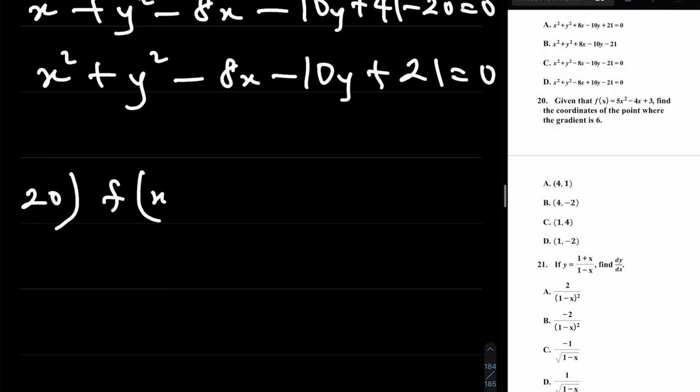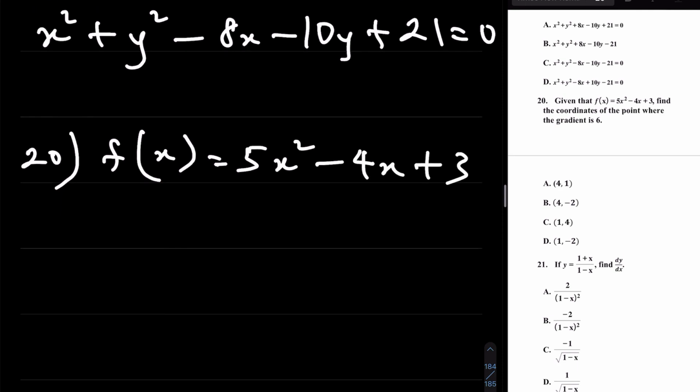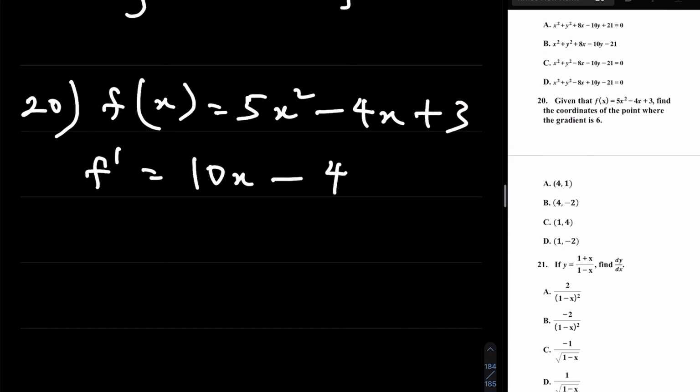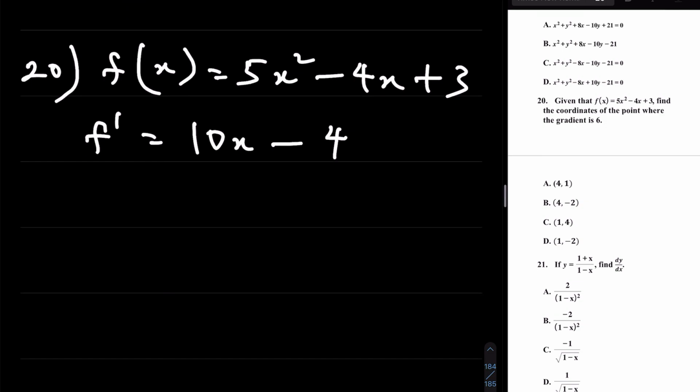Given that f of x is equal to 5x squared minus 4x plus 3, find the coordinates of the point where the gradient is 6. The gradient is simply the derivative of f of x, and that's f prime, so that's 10x minus 4. Saying f of x is simply the same as saying y, so the derivative of f of x is the same as the derivative of y. That means f prime is the same as dy/dx, and that's 10x minus 4.